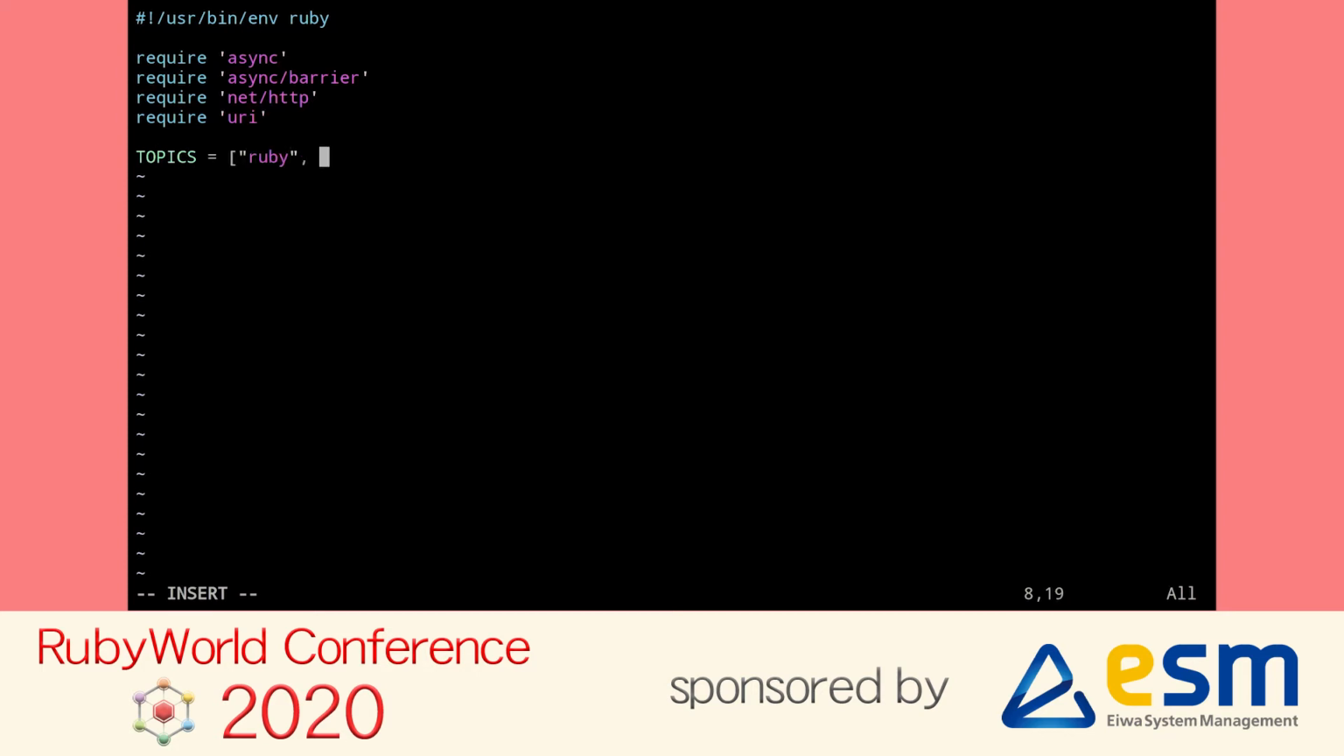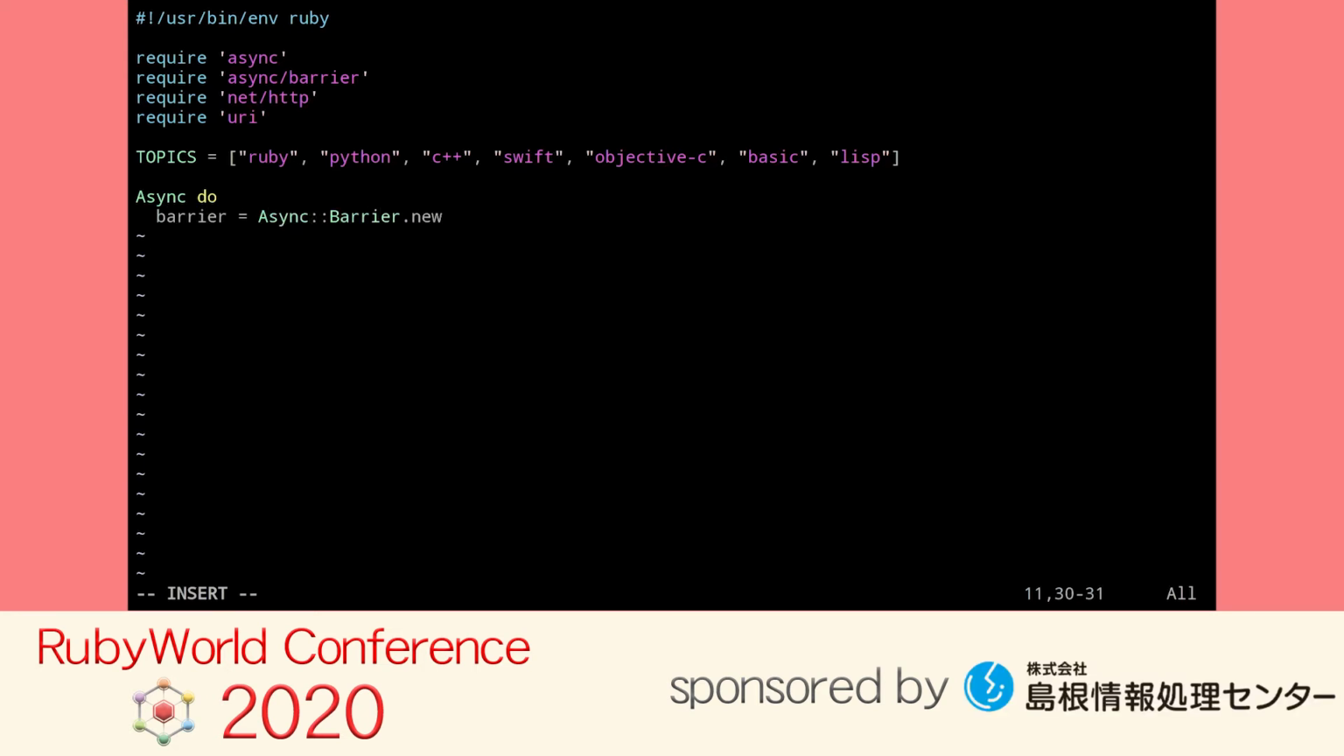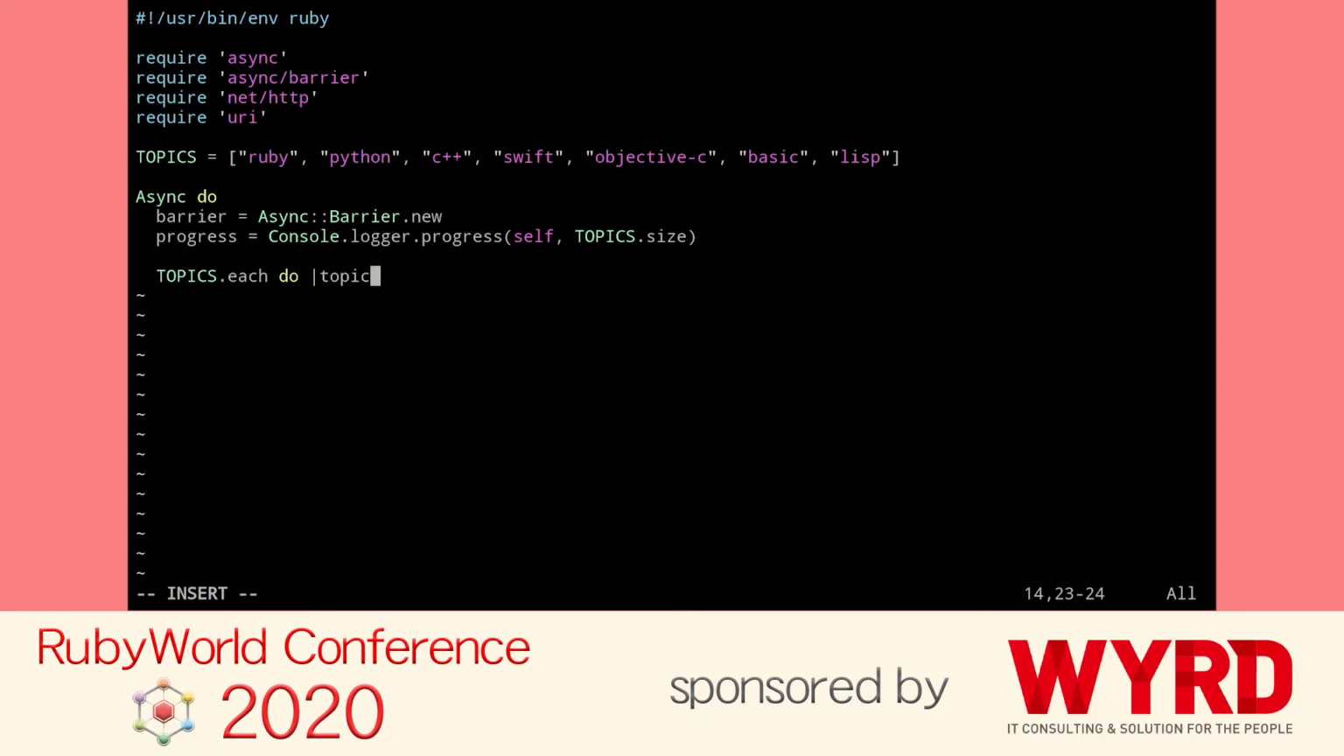Firstly, let's create a list of topics. Now, we're going to create an asynchronous block. We create a barrier which will help manage the concurrent tasks. We're also going to log the progress of our operations. Now, for each topic, we will create a nested asynchronous task.